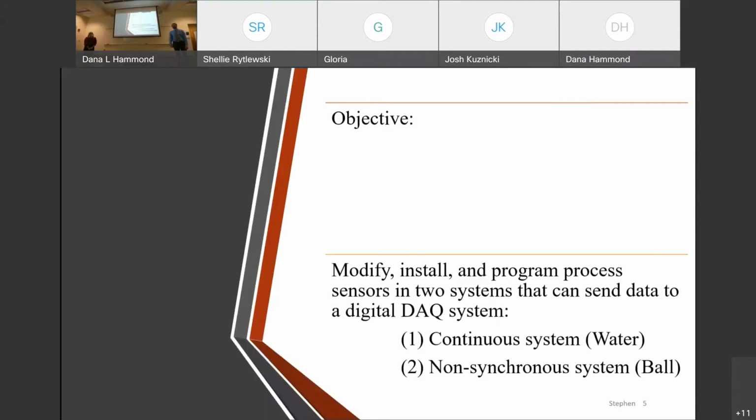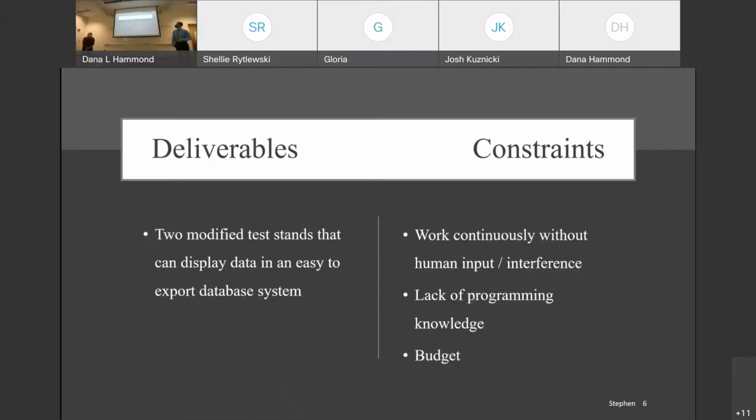To achieve this goal, our objective for our project is to modify, install, and program process sensors into 2 systems that can send data to a digital data acquisition system for a continuous system, which we refer to as the water system, and a non-synchronous system, which we refer to as the ball system. The deliverables for this project are 2 modified test stands that can display data in an easy-to-export database system, such as Excel.